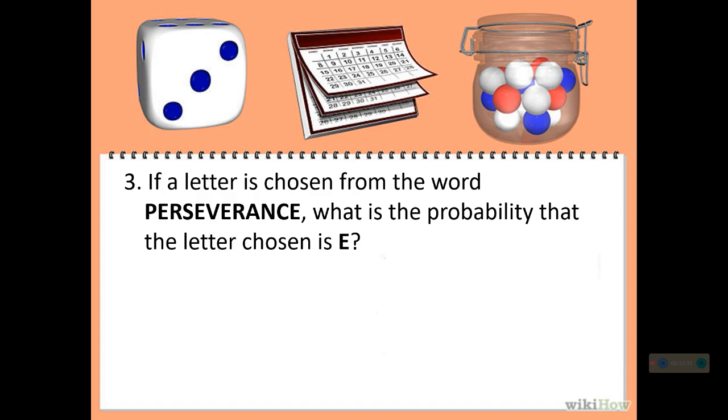Okay, so we have to count how many E's we have. So we have 1, 2, 3, 4. And the word perseverance has 12 letters. So that's why you will have here 4 over 12. And then when we reduce to lowest terms, it is equal to 1 over 3.